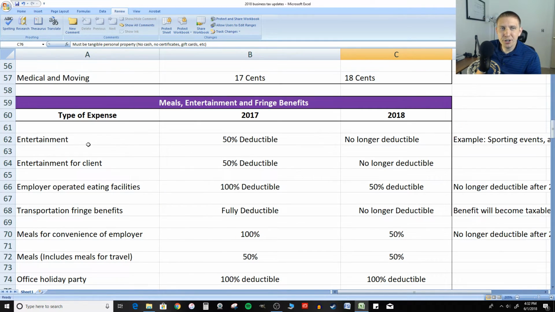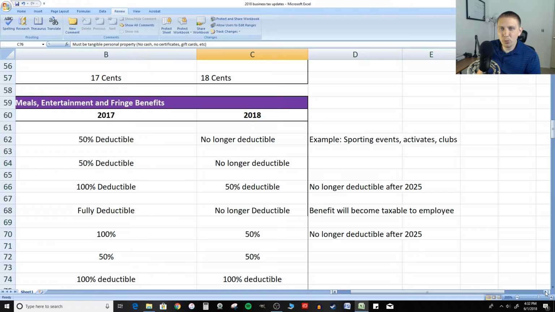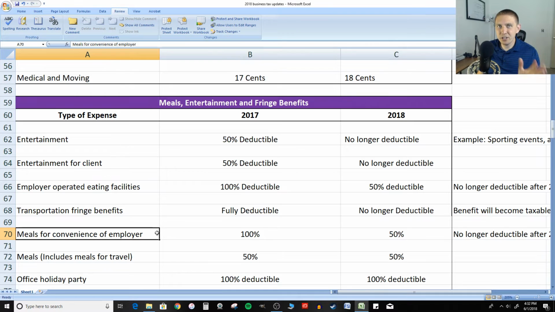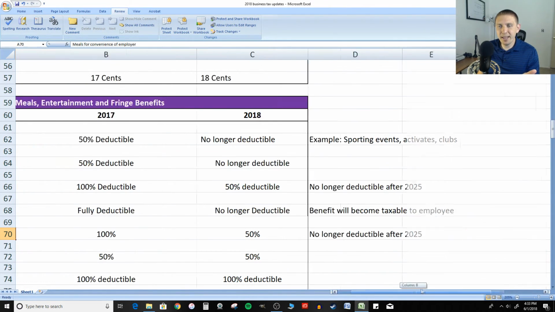Okay, real quick, guys. Under entertainment, just some examples. If you're like, what is entertainment? It's things like sporting events, activities, clubs, things like that. For employer-operated eating facilities, as we discussed, it's going to be no longer deductible after 2025. Last thing I want to mention on this, guys, is meals for convenience of the employer. It's supposed to be no longer deductible after 2025, so just keep that in mind.